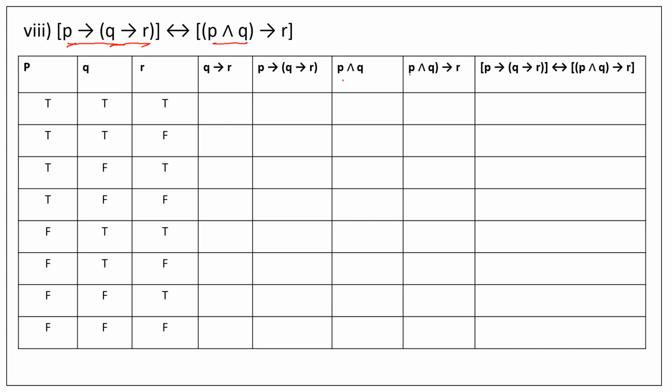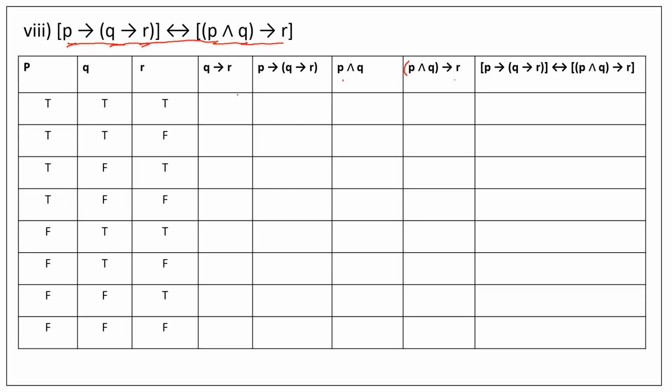Okay. Then P and Q implies R, that is this bracket, and the last column will be the whole statement pattern. As there are 3 prime components, 8 combinations will be there. And how to write them? Write P as 4 times T, 4 times F, and Q as 2 times T, 2 times F, 2 times T, 2 times F, and R as T, F, T, F, T, F, T, F.